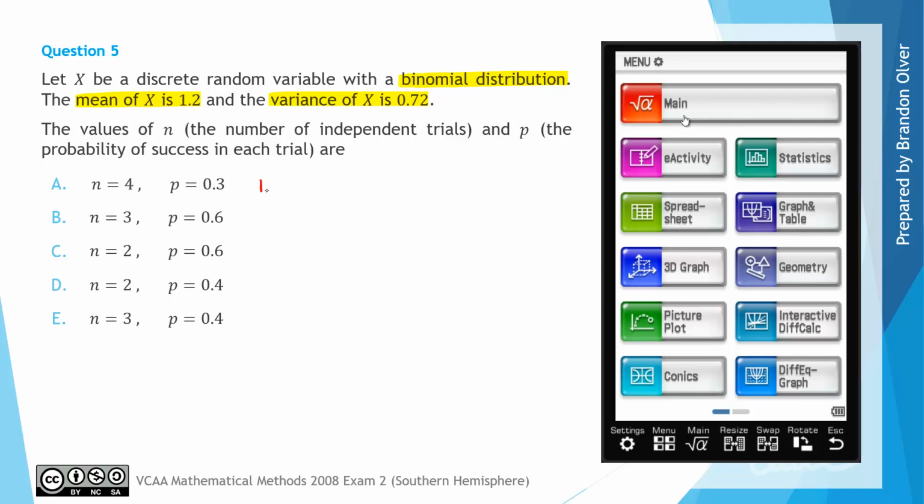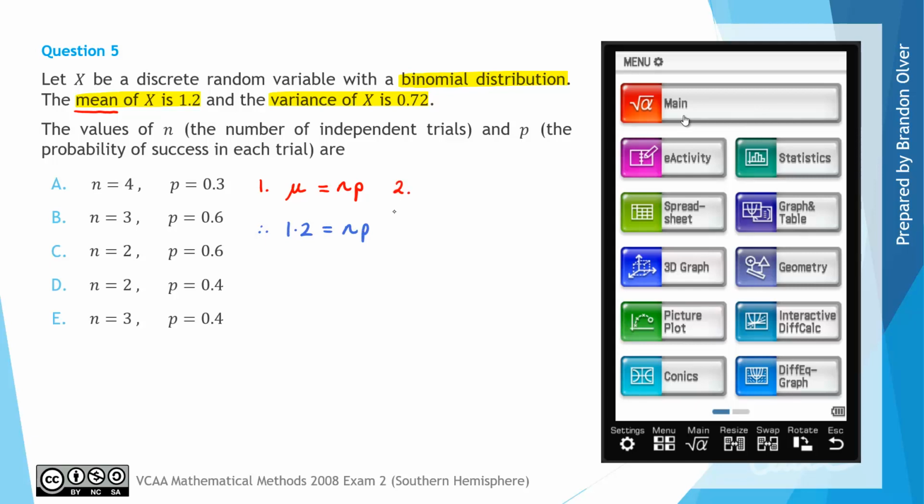So the first equation is going to relate to the mean. We know that for a binomial distribution, the mean, or mu, is equal to n times p. So the number of trials times the probability of success. Therefore, our first equation is that the mean, 1.2, is equal to n times p.